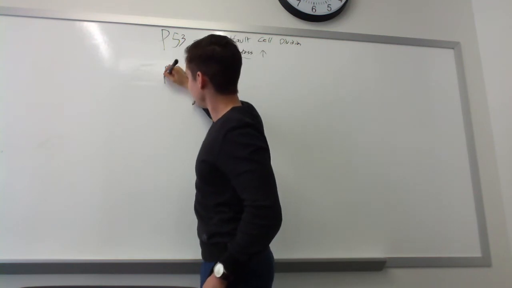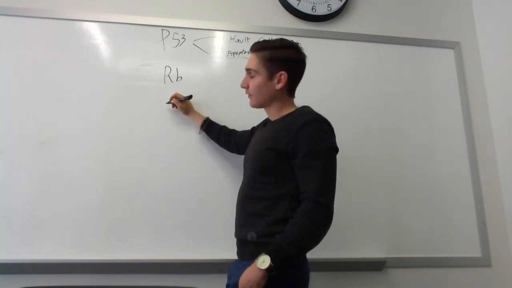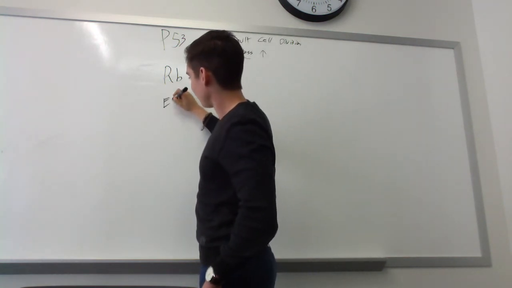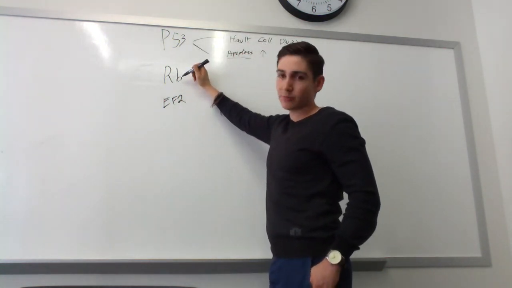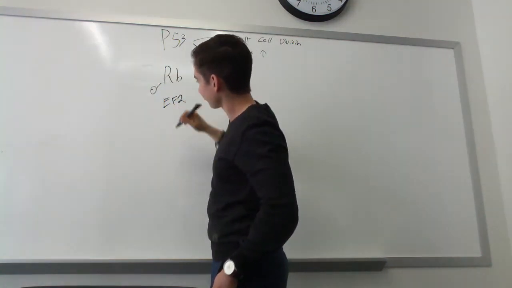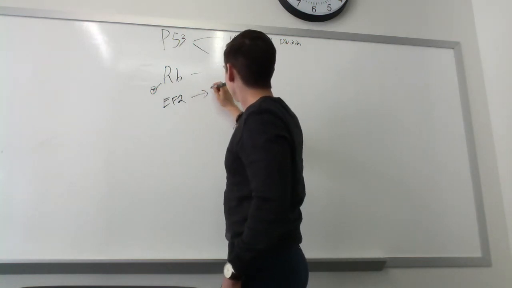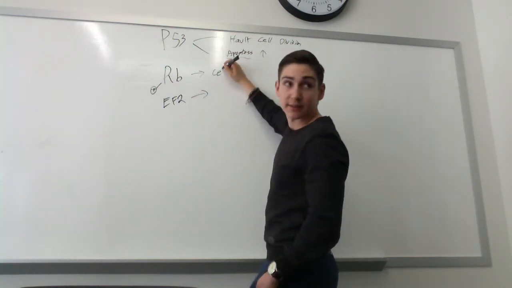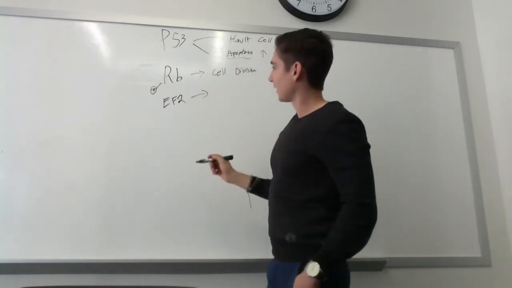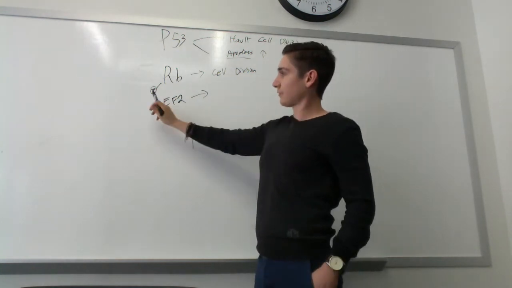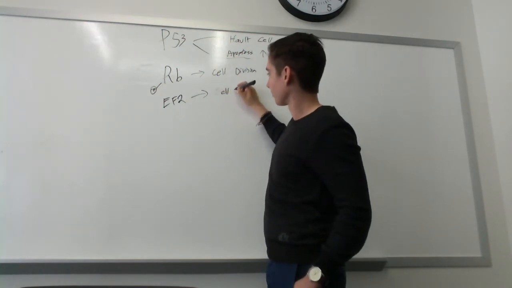Then the other 2 proteins are retinoblastoma protein, RB, and also E2F. And so basically, retinoblastoma protein is usually phosphorylated. Okay, and both of these initiate cell division. Okay, and so what usually happens is this is phosphorylated, freeing up E2F. So E2F is a transcription factor for cell division.